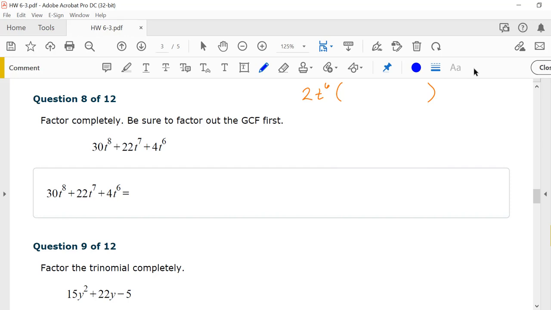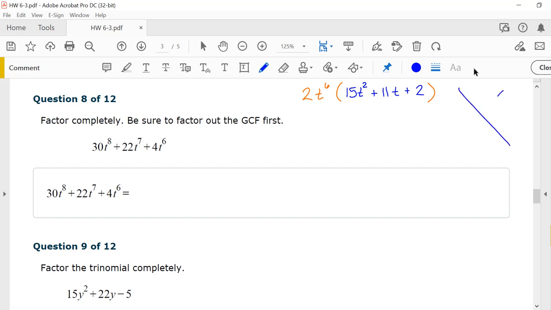2 goes into 30, 15. If I pull out a t to the 6th, I'm left with t squared. 2 goes into 22, 11 times. T to the 6th pulled out, so I'm left with a t. 2 goes into 4 2 times, and I'm pulling that t to the 6th out. So there's my trinomial that remains.